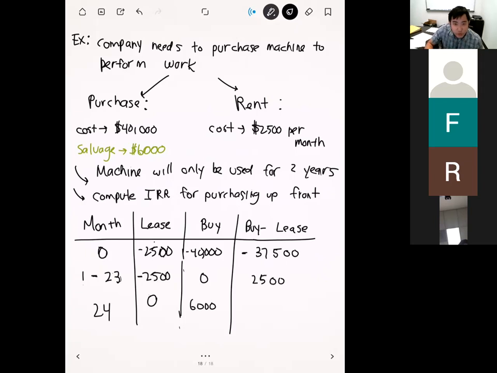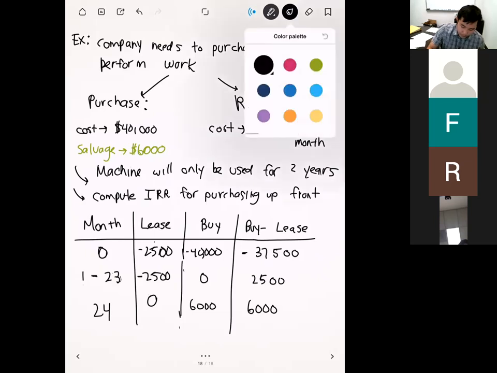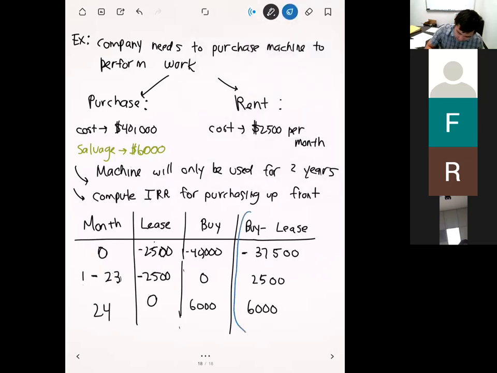We do this for months 1 through 23, and then what we get is a positive 2,500. Okay. And at the end, we have a positive 6,000. Okay. All right. And so the reason I took this difference here is that this makes it really clear that, if we do choose to go with the purchase option, and so we choose to buy, then that is basically the same thing as performing an investment, right? And so this difference between the two shows how much of an investment it is, right?